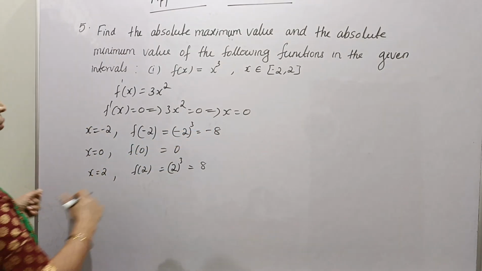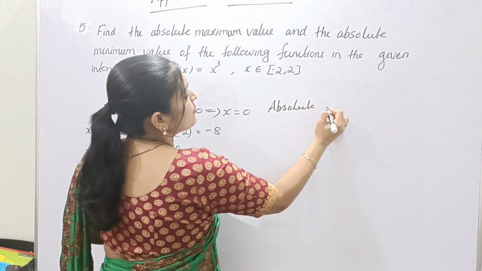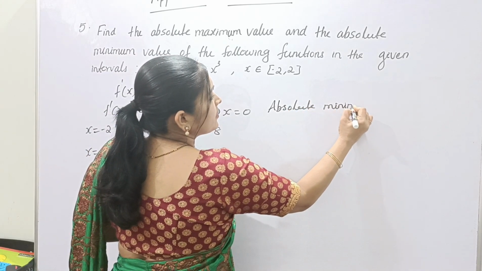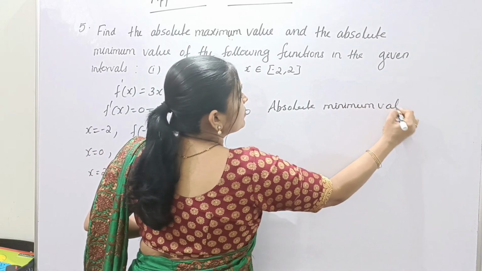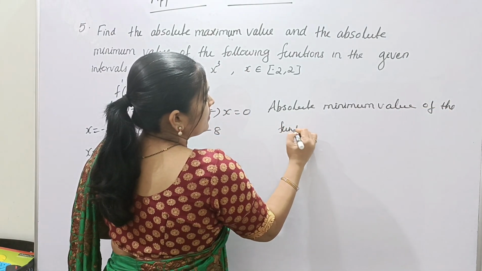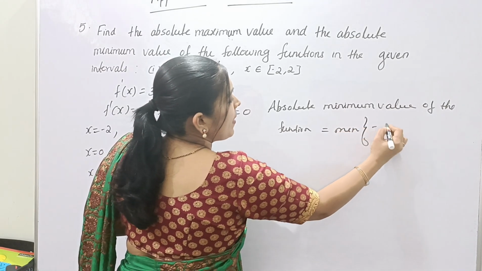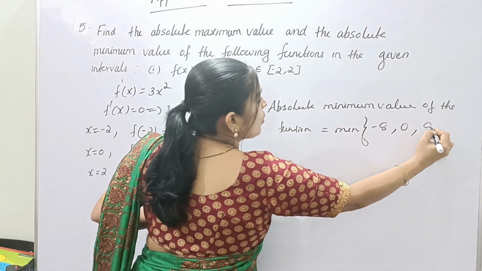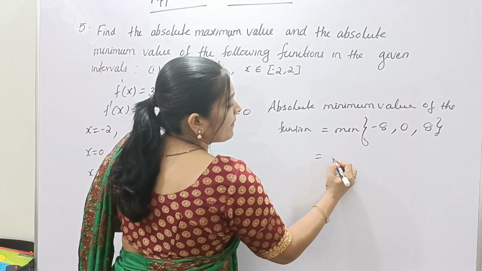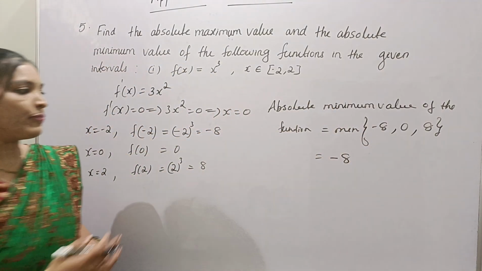Okay. So here we can write: absolute minimum value of the function is equal to minimum of minus 8, 0, 8. That is minus 8. So minus 8 is the absolute minimum value.